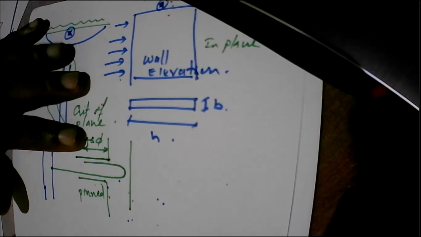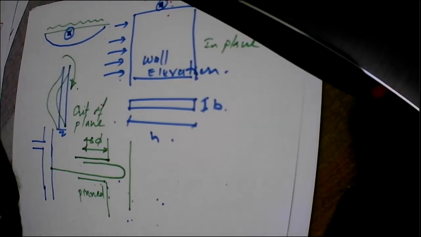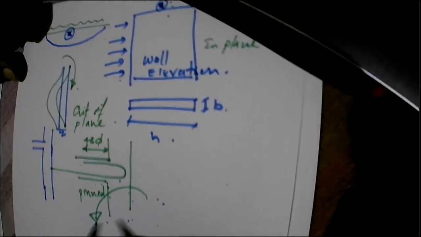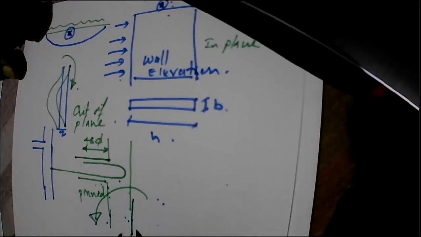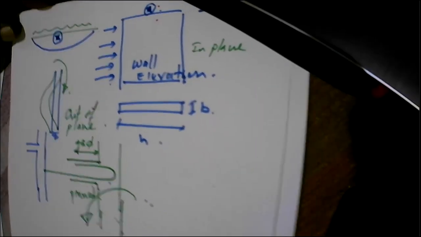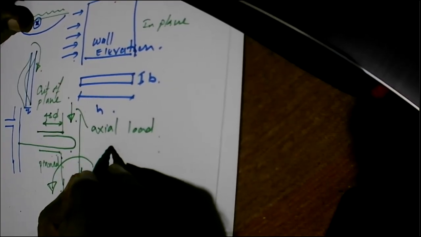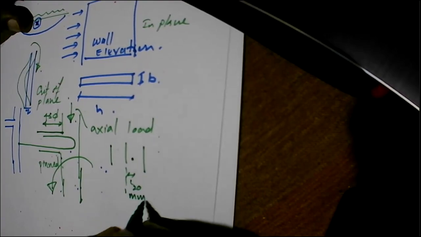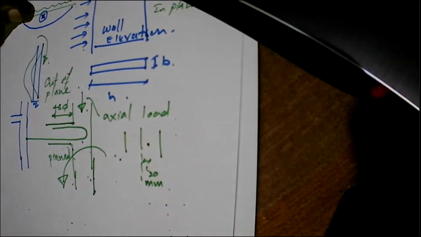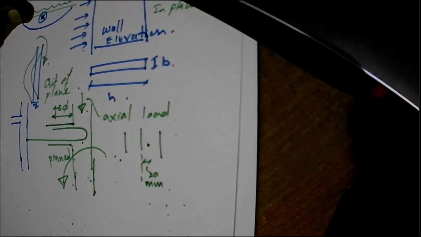And if you generate a hogging moment at this junction, then the wall can be subjected to a high bending moment, and that can actually cause additional problems. But still, when you are designing, because there will be an axial load, generally we consider that this axial load can act with an eccentricity of 20 millimeters.